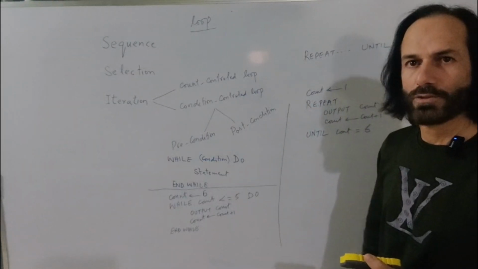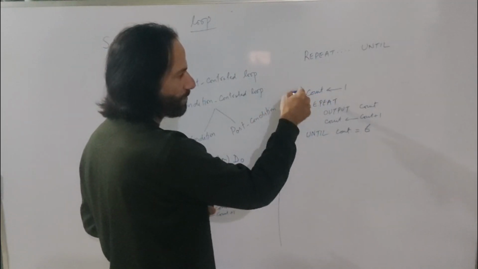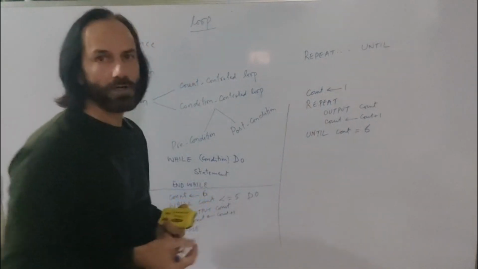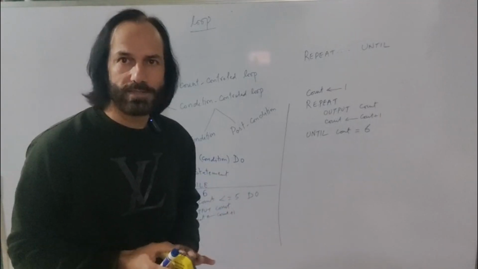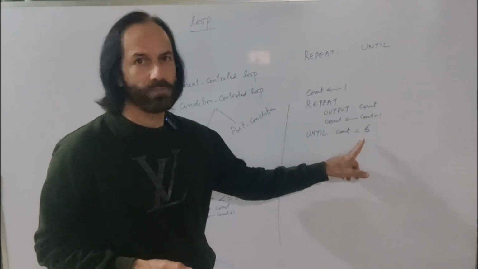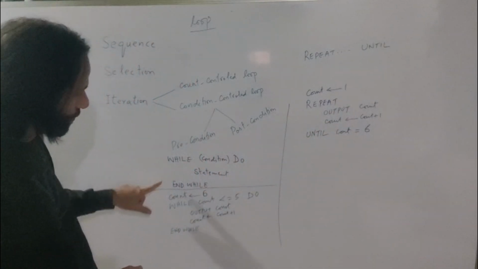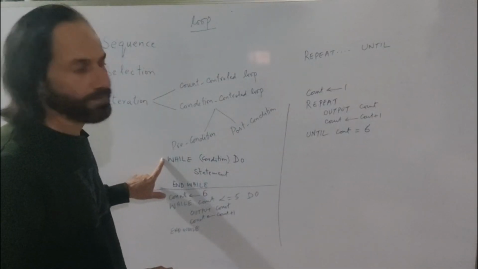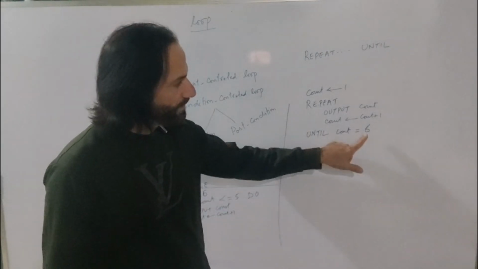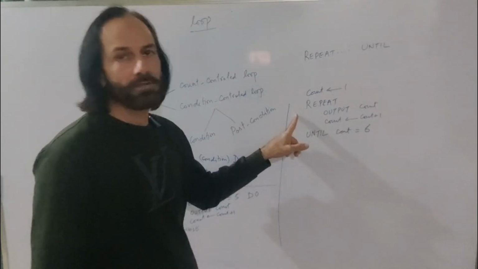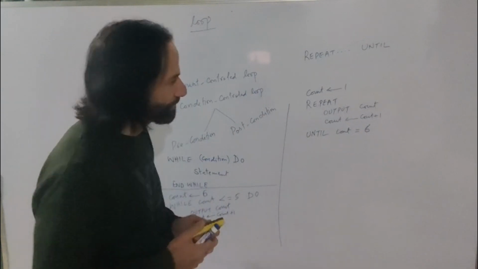Now let's see how this loop works. The count starts with 1. Now the loop enters its body without checking any condition. So this loop will run at least once, even if the condition is true, because it checks the condition at the end, but the precondition loop checks the condition at the start. Repeat until, the post condition loop, checks the condition at the end. That is a very important point.